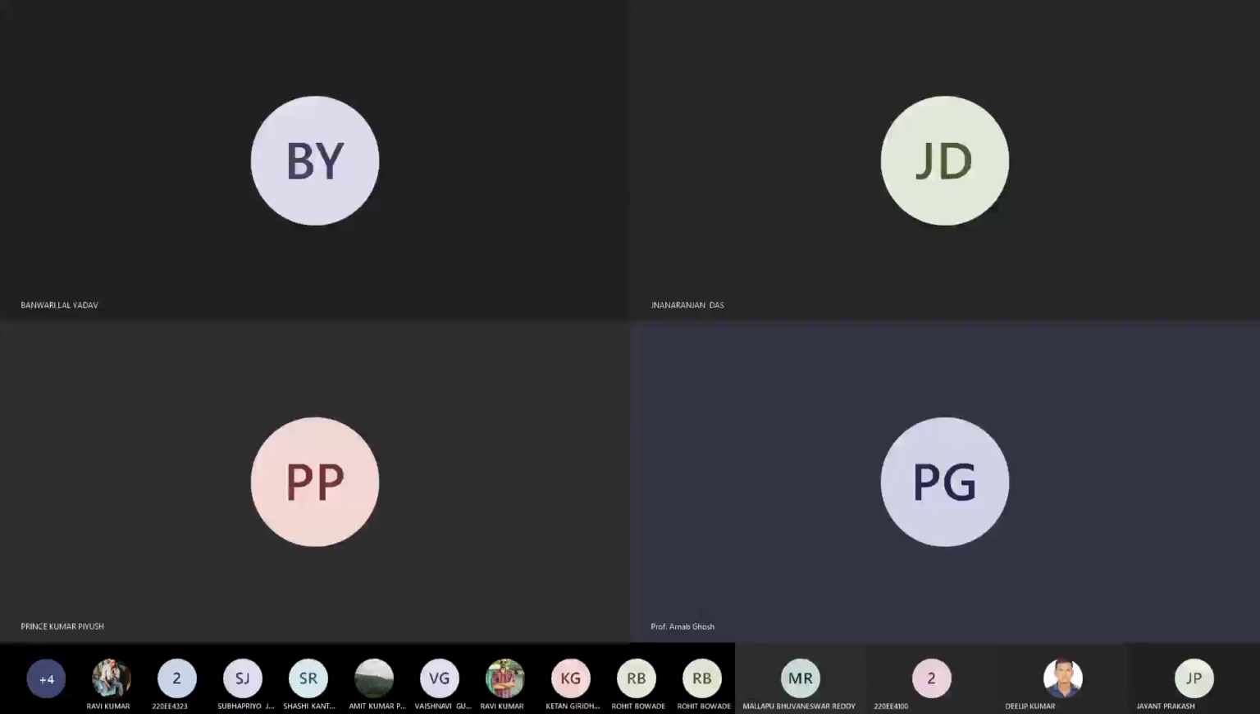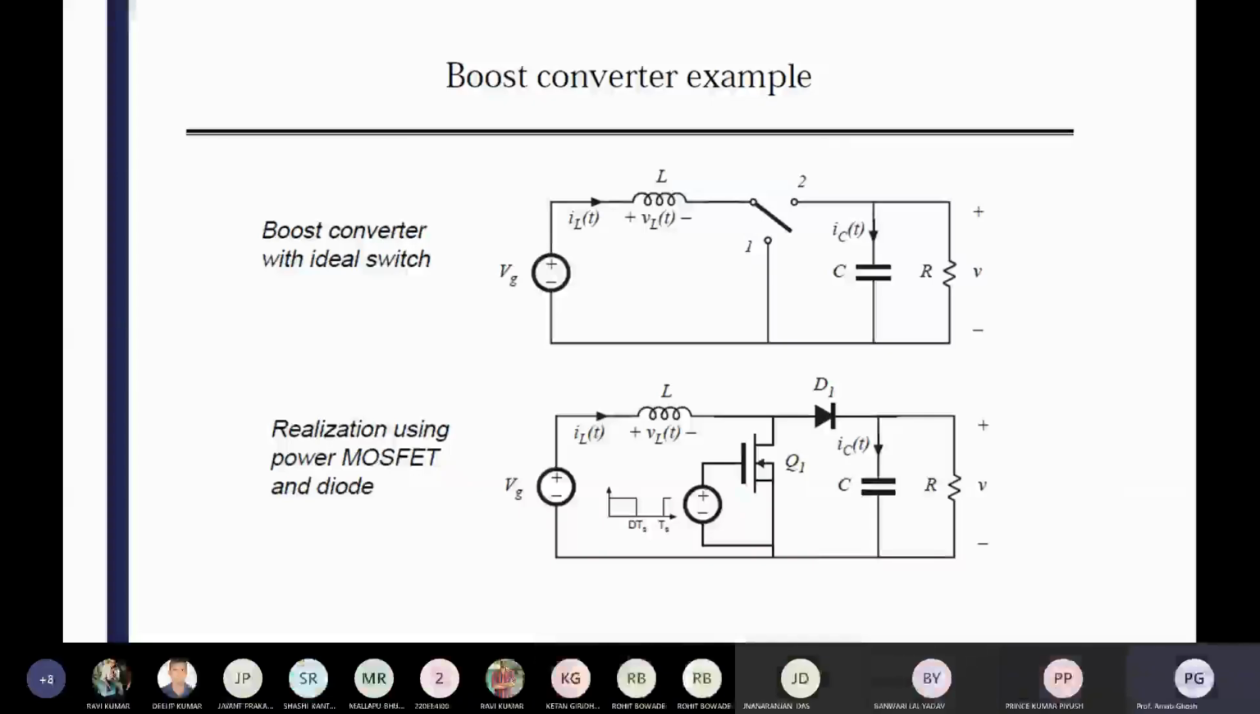So last class I completed the discussion on the buck converter for different modes of operation, and the pattern of the inductor current, inductor current ripple, and inductor voltage. So again we have another two topics on it.